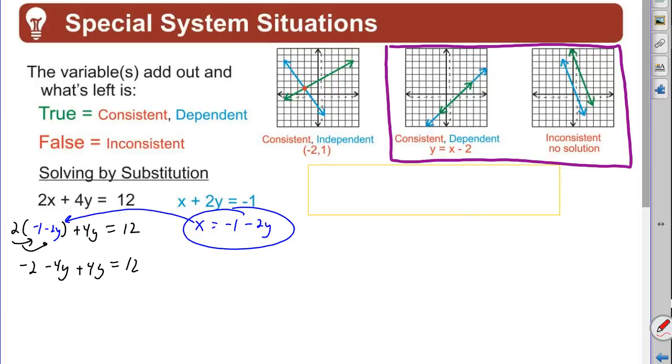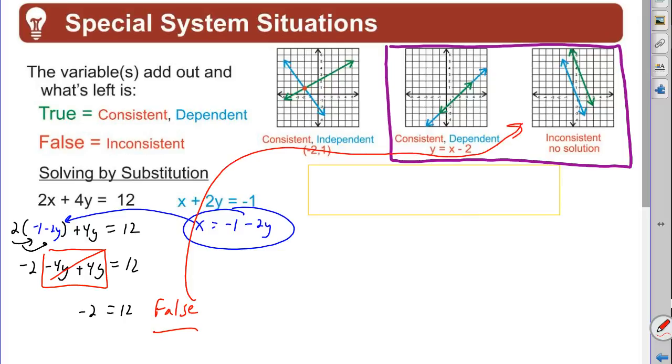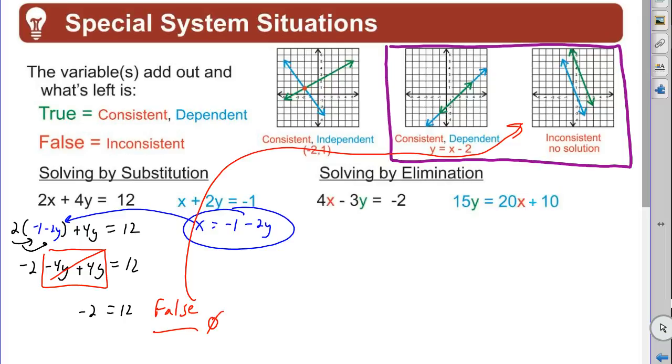And look what happens. You see right here, they add out. They add up to 0. And here's where I'm at now. I have -2 equals 12. And this is clearly false. Therefore, what was the situation here? Hey, this one had to be inconsistent, no solution, right? I had a false result. It's inconsistent, no solution. You can write the null set if you want. All right, let me review the elimination method when I show you the other possibility.